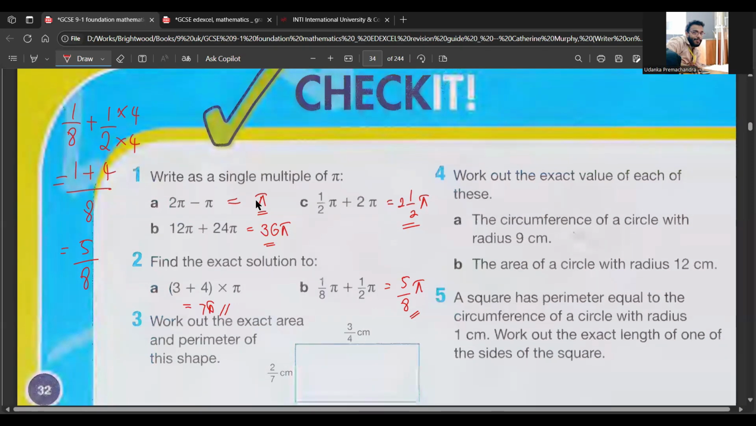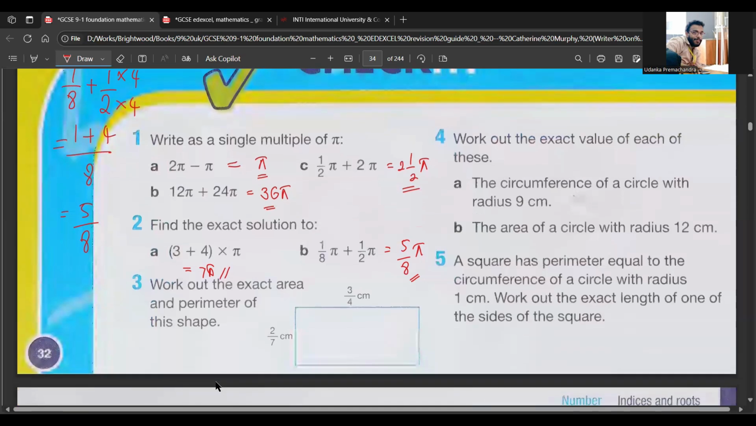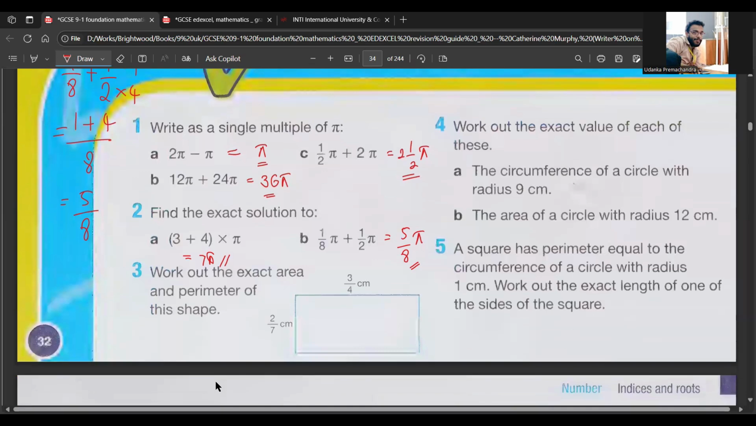Like that. Yes. Here, work out the area and the perimeter. Area is what? Normally, if they are having a rectangle, area, you have to multiply these two sides, no? So when you multiply 2 over 7 multiplication 3 over 4.